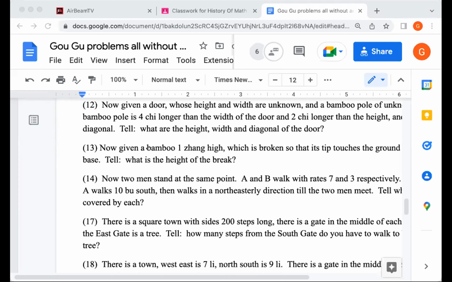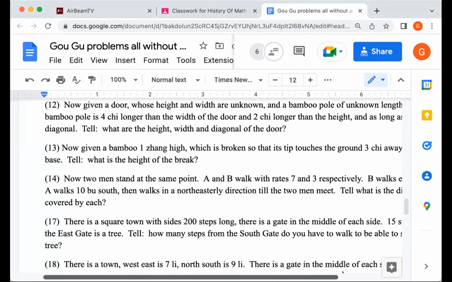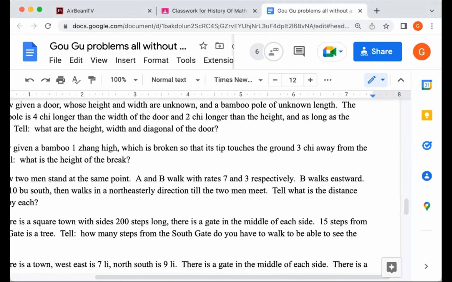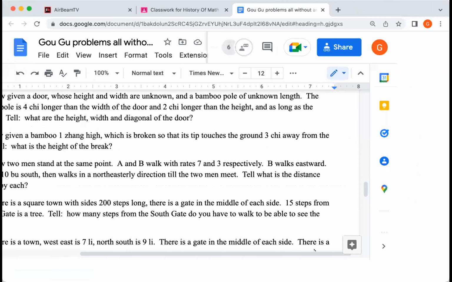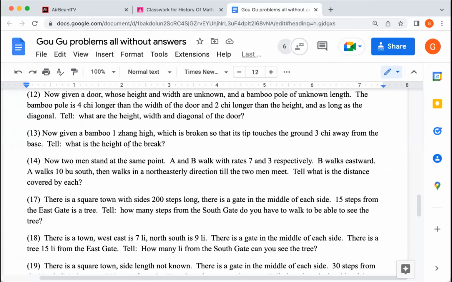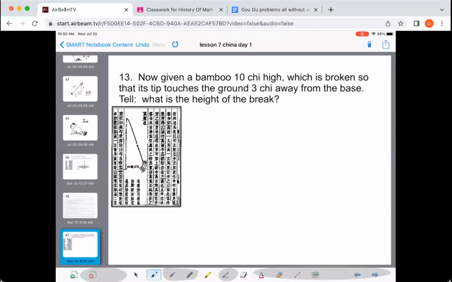Now, question 13 says, given a bamboo 1 zang high, which is broken so that its tip touches the ground 3 chi away from the base, what's the height of the break? Well, that's an unusual question. Here is a diagram. I changed the 1 zang to 10 chi just because, of course, we want to have everything in the same unit. Look at this picture. Look at this wording, and try to interpret it.